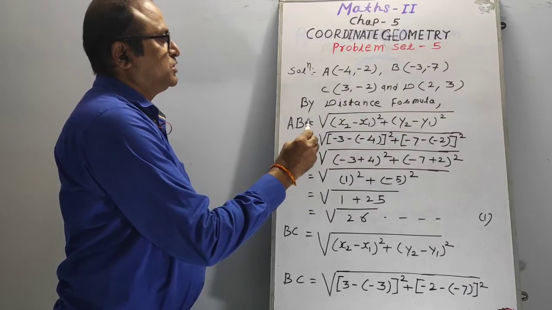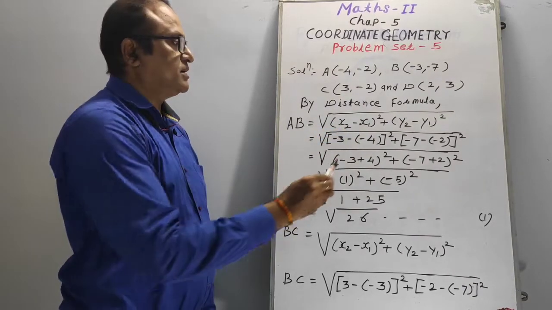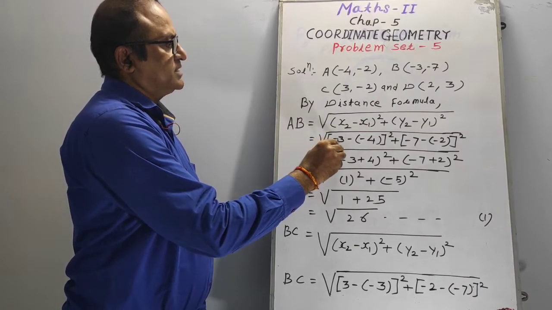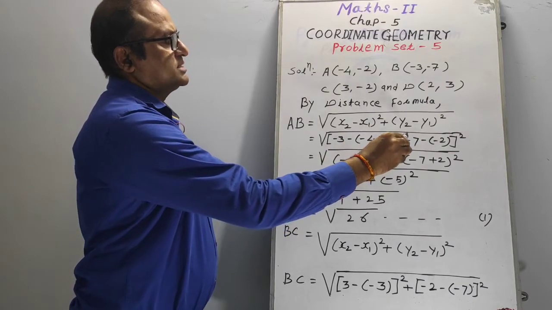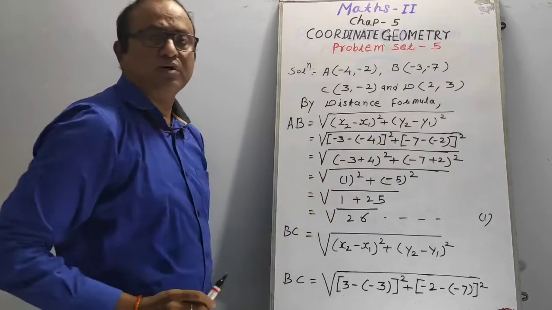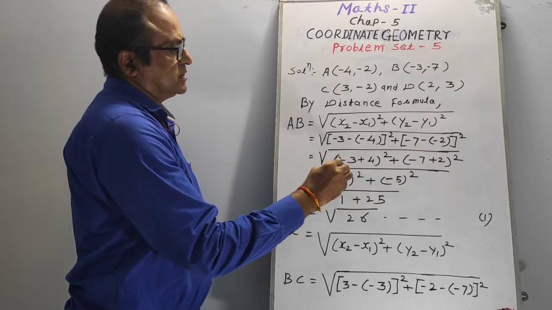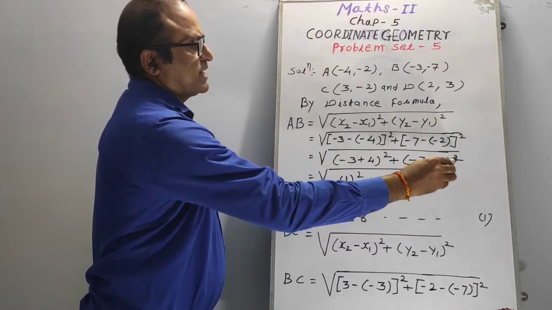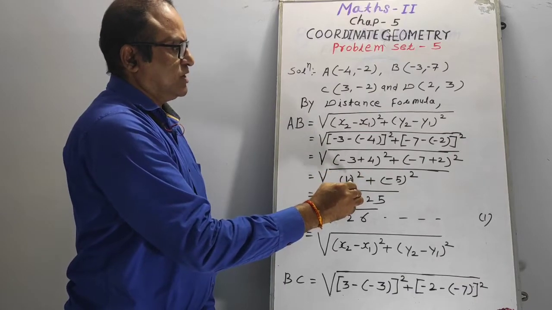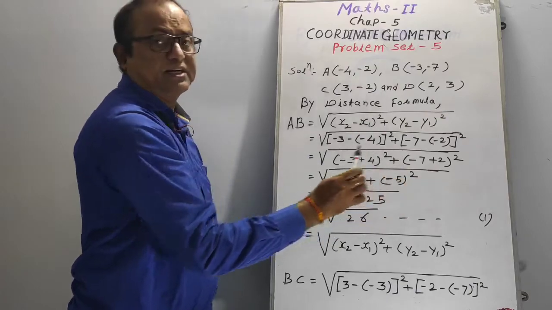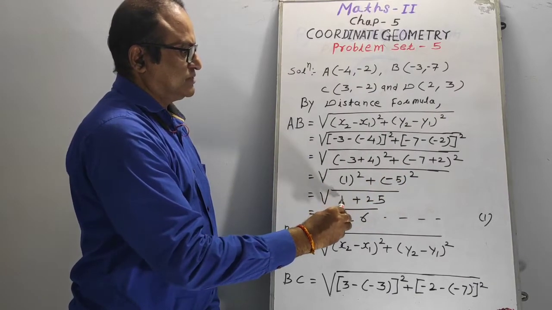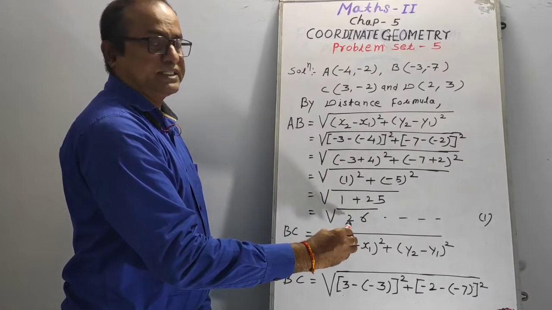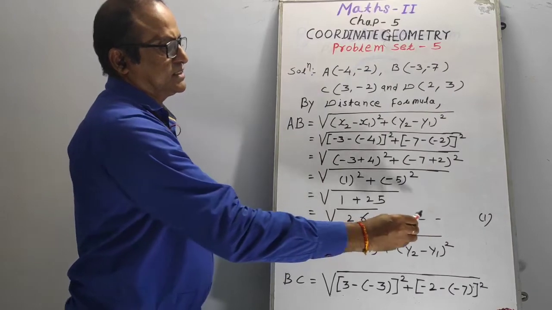By the distance formula, AB is equal to under root (x2 minus x1) square plus (y2 minus y1) square, which is equal to under root (-3 minus (-4)) square plus (-7 minus (-2)) square, is equal to under root (-3 + 4) square plus (-7 + 2) square, is equal to under root 1 square plus (-5) square, is equal to under root 1 plus 25, is equal to 26. Therefore, AB is equal to under root 26, equation 1.